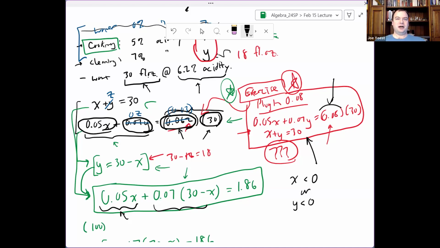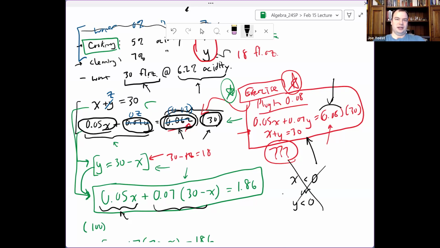Our mathematical model will come up with a solution, but it'll say you have to mix negative 20 ounces of vinegar 1 and plus 50 ounces of vinegar 2 in order to get the desired acidity. And pretty clearly, we can't practically mix together negative ounces of something with positive ounces of something else. So we get a mathematical solution, but clearly that's not a solution in the context of the problem.